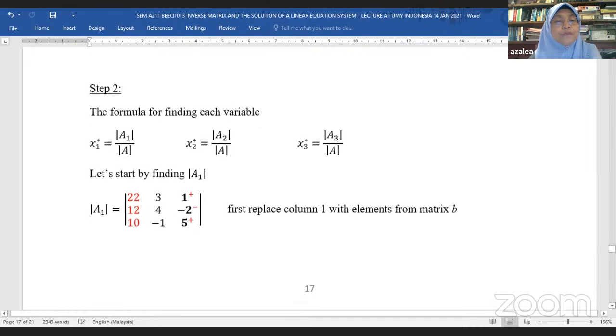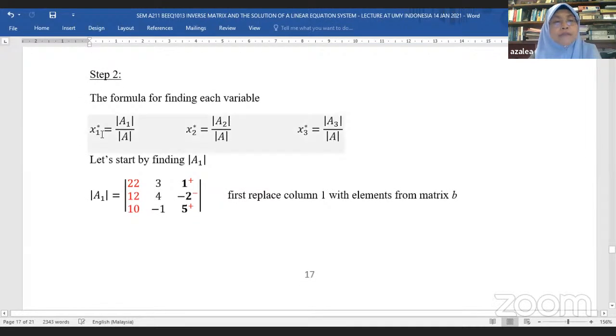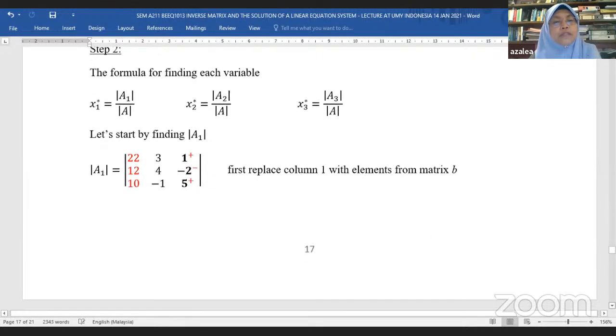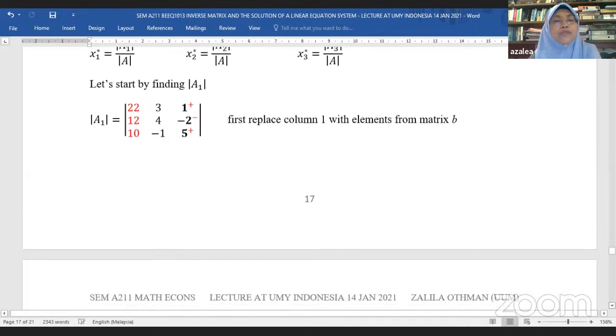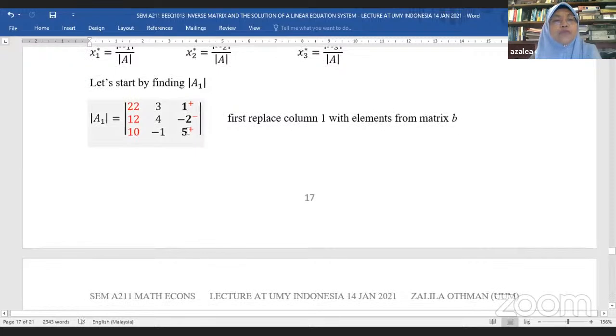In step 2, we just write the formula for each variable first so that we know what to calculate. So let's start by finding the determinant of A1. That means to solve X1 star. To solve X1 star, you calculate the determinant of A1 by replacing column 1 of matrix A with the values of the constants like this. Once you have replaced that, you can choose to find the determinant by expanding any row or any column.